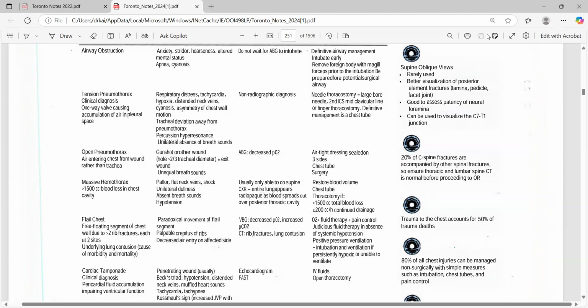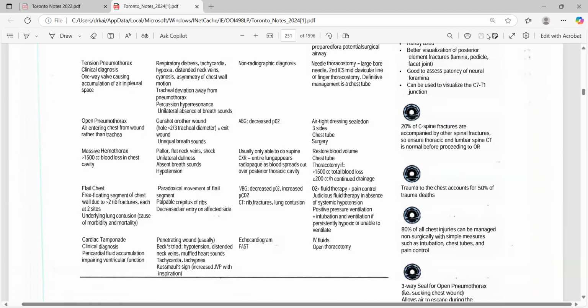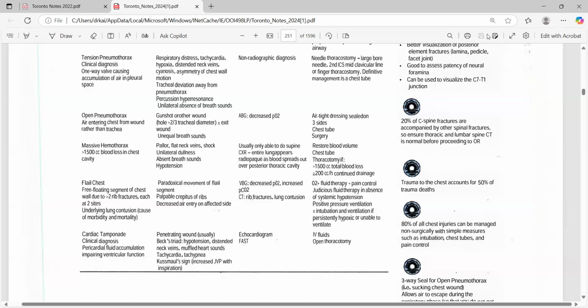Massive pneumothorax: look for pallor, unilateral breath sounds, absent breath sounds, hypotension, unilateral dullness. So we go for X-ray. The entire lung appears radio-opaque, so you need to see the X-ray, very important. Then restore the blood volume, chest tube, thoracotomy if there is more than 1500. So they can ask you in MCQs, when are you going to do the thoracotomy?